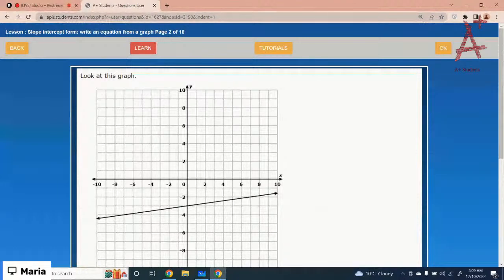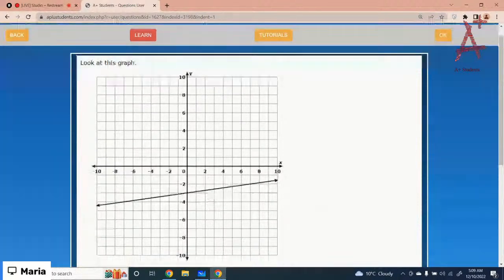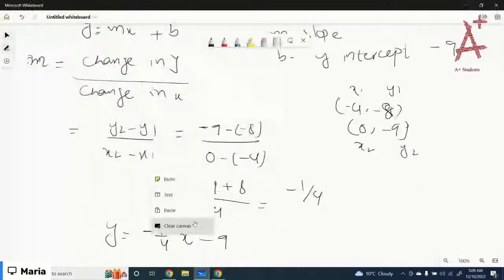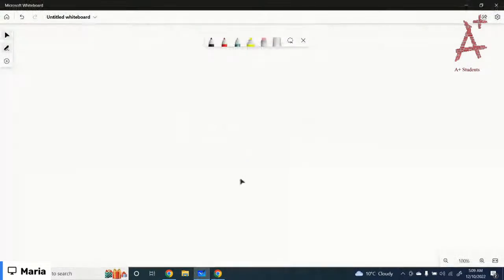Okay, let's just look at the graph and find the equation. So just use the same equation. For slope intercept form, you always have to use the same equation, that is y equals mx plus b. So just follow the same steps, find the slope and then the y-intercept. M is the slope, B is the y-intercept. Got it?